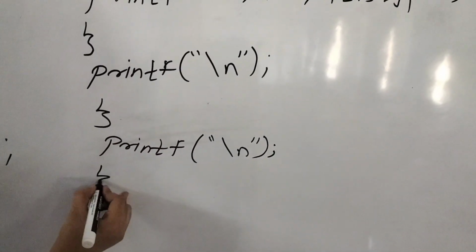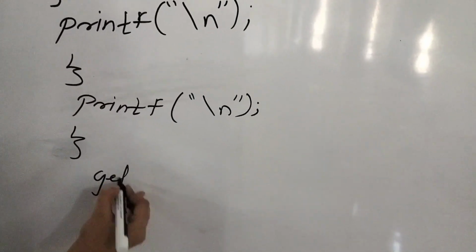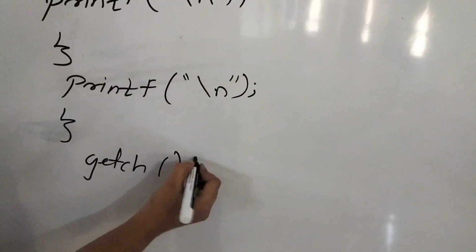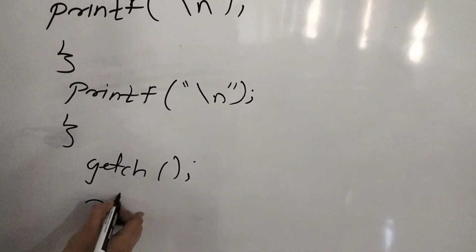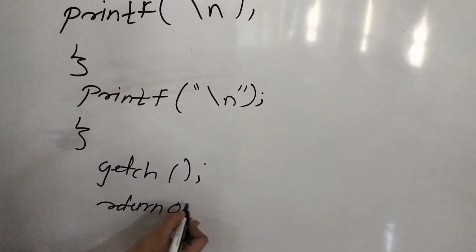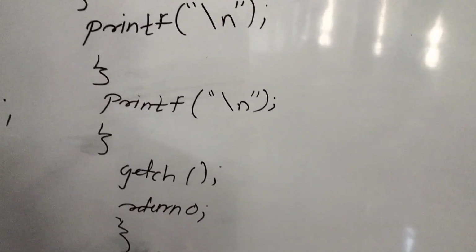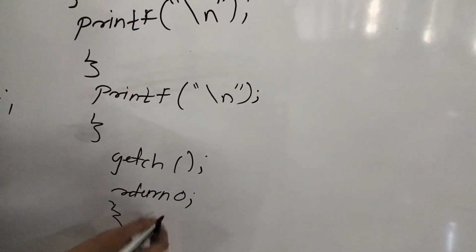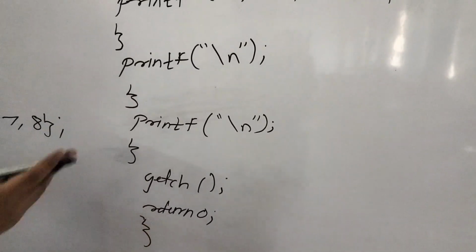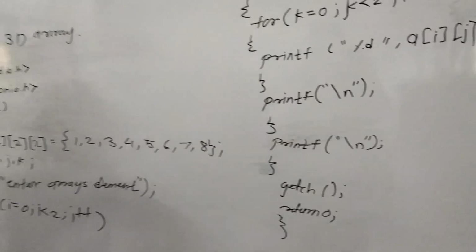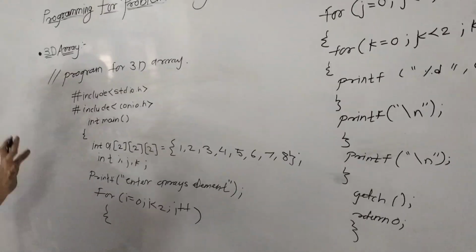So again close the curly bracket, write getch and return 0. So this is our simple program for a 3D array. Thank you so much.